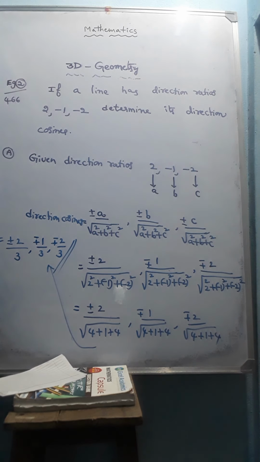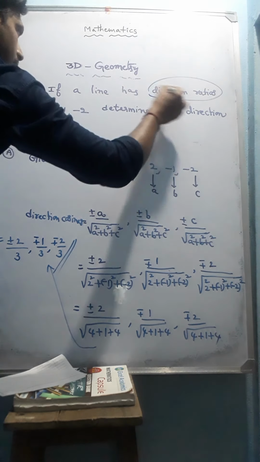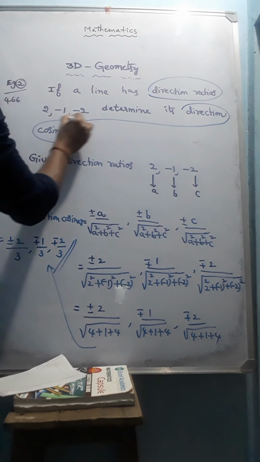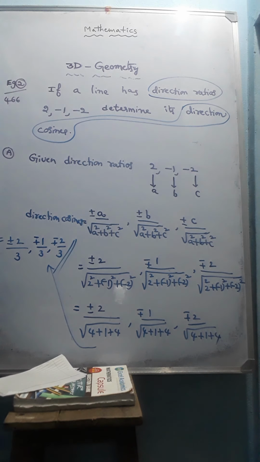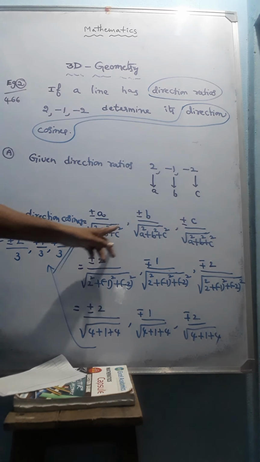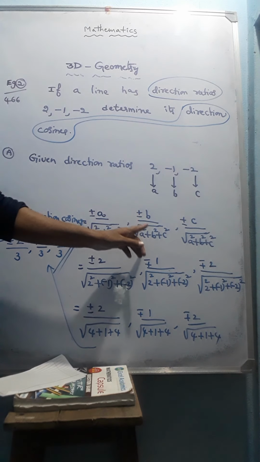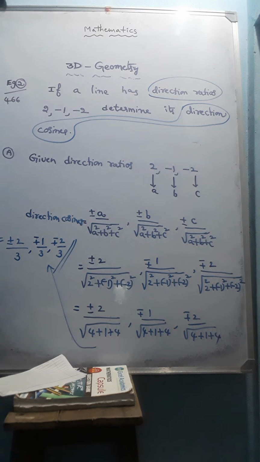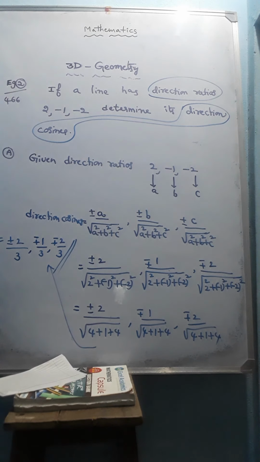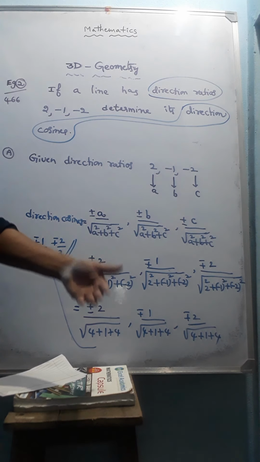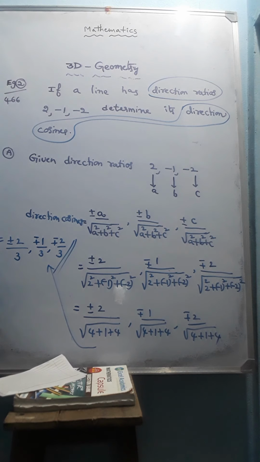Given problem. Okay, so the relationship between direction ratios and direction cosines is this one: plus or minus a by square root of a square plus b square plus c square, comma, plus or minus b by square root of a square plus b square plus c square, comma, plus or minus c by square root of a square plus b square plus c square. This formula also we discussed in the vector algebra chapter. Okay, without any introduction I started three-dimensional geometry. Written fast.